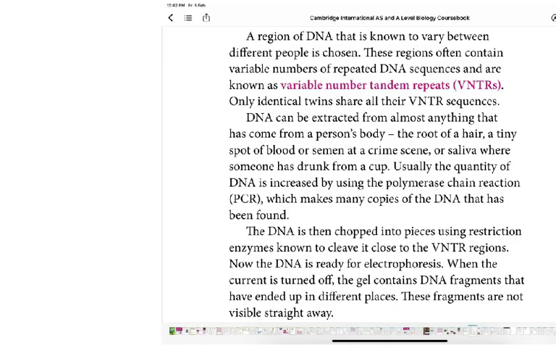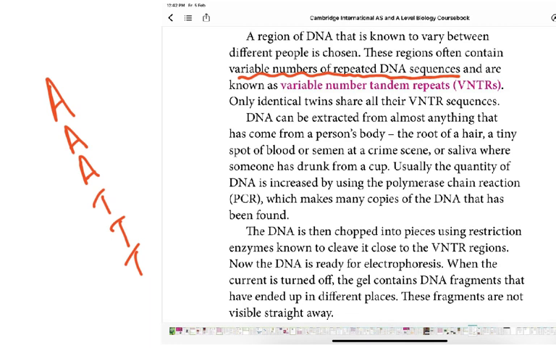The human DNA contains a large amount of genetic information. It codes for different proteins, and we call that a gene. But a region of DNA that is known to vary between different people is chosen, and these regions often contain a variable number of repeated DNA sequences, like for instance AAA, AAATTT. Now this is repeated many times, so this would be called variable number tandem repeats, VNTRs. Every person has a different variable number of tandem repeats, and only identical twins will share all their VNTR sequences.